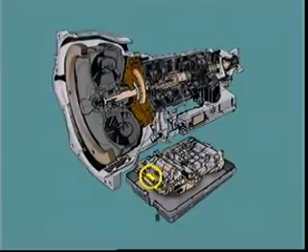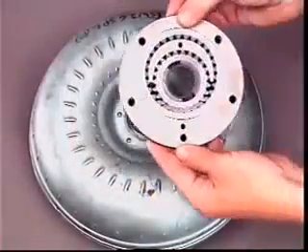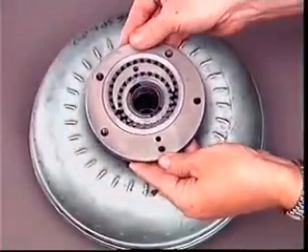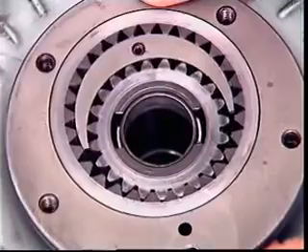Excess fluid returns to the pump inlet or is dumped into the oil pan, where it can reach the pump intake strainer. Crescent-type pumps are commonly used in automatic transmissions.